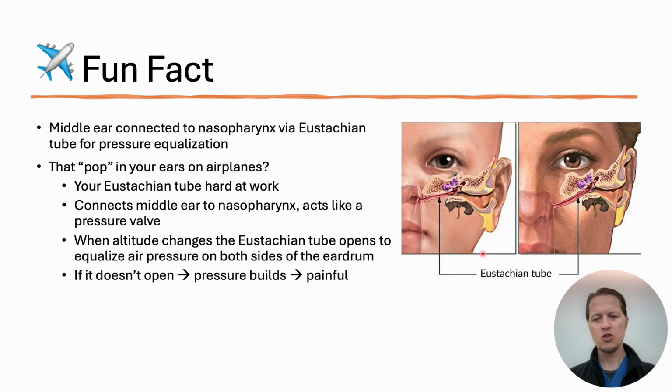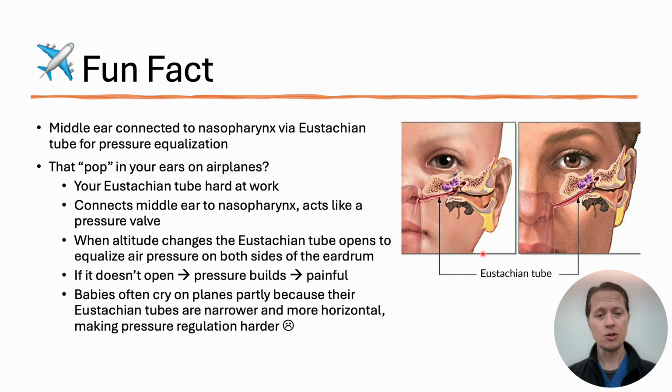If that eustachian tube is inflamed or is having issues, it doesn't work, pressure builds up, and it can really hurt. This is why babies often cry on planes, because their eustachian tubes are not fully functioning yet, and they're more horizontal and narrower, so they're easier to stay closed, and they do not equilibrate the same pressure. That's kind of a fun little medical fact for you.